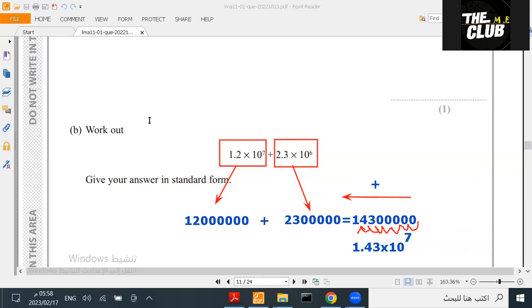Okay, question B is done. As we said, we put the parts in calculators, we add them, we turn it into standard form, and we get the final answer. Now let's move on to the next question.